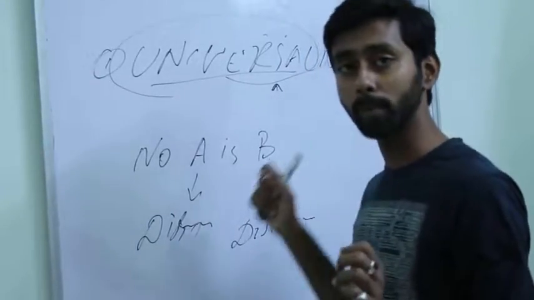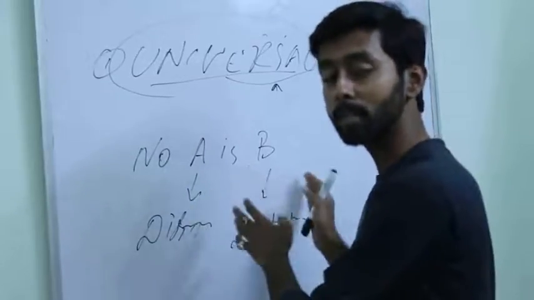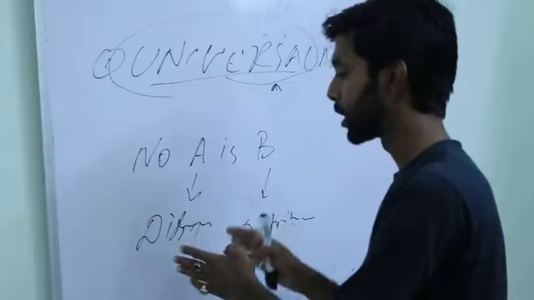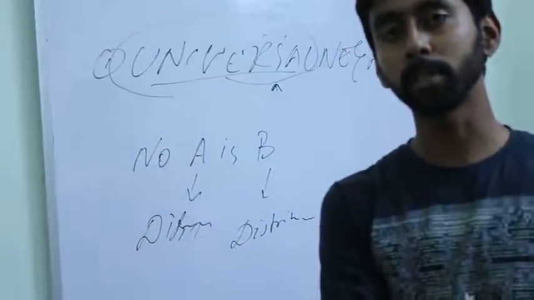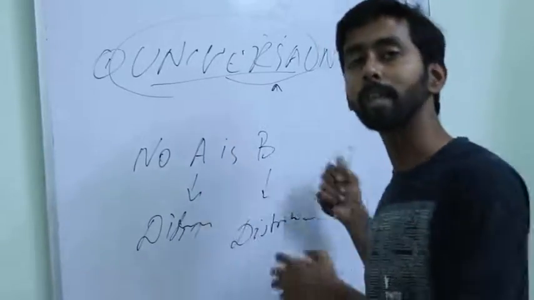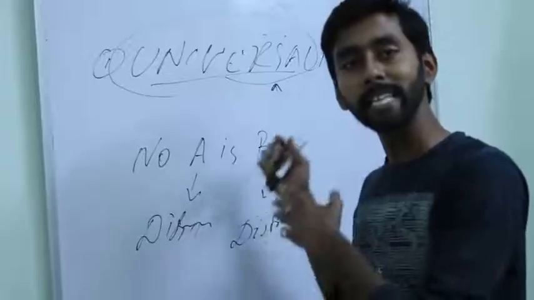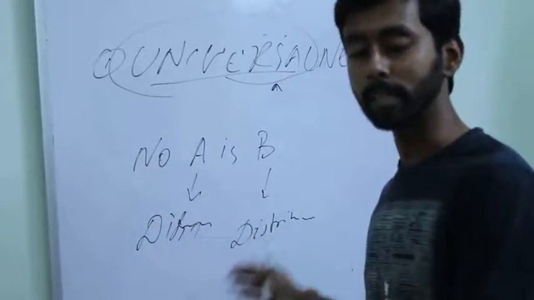Therefore, a universal negative proposition says, I'm sorry guys, both the terms are actually distributed. In the universal affirmative proposition, only one of the terms was distributed, however the other term was not distributed. In the universal negative proposition, both the elements are distributed.